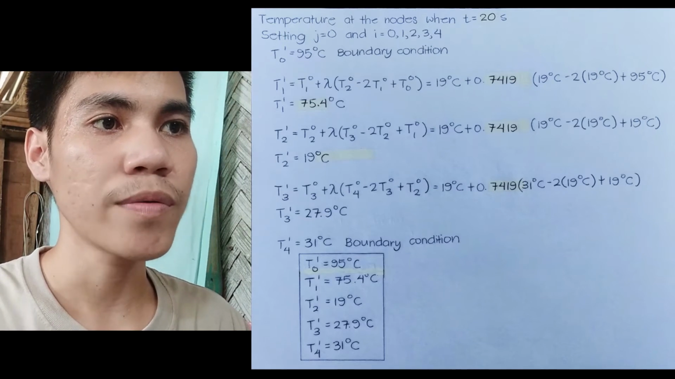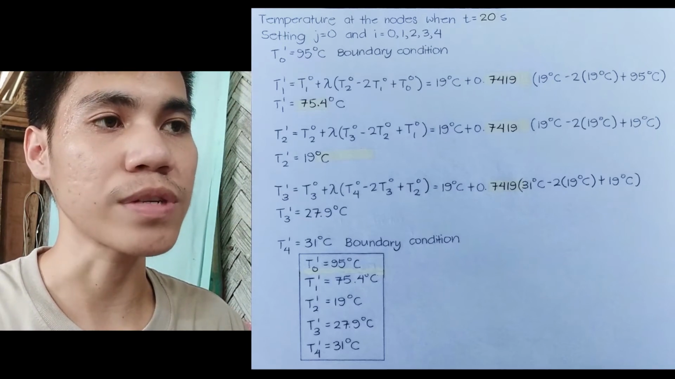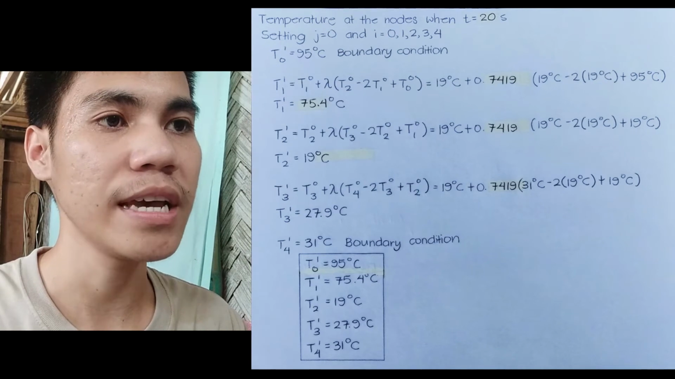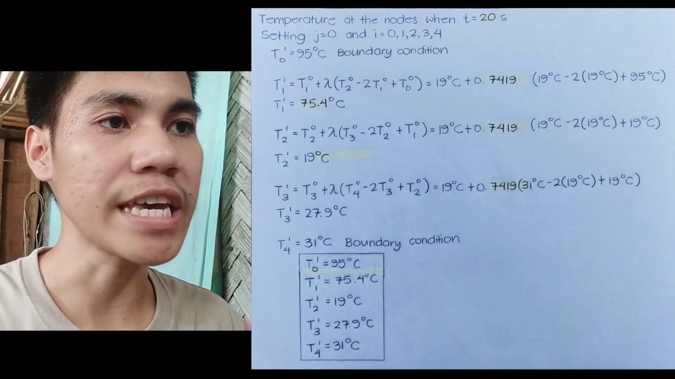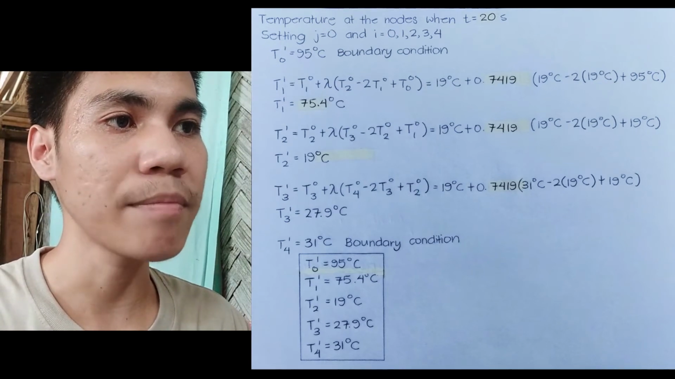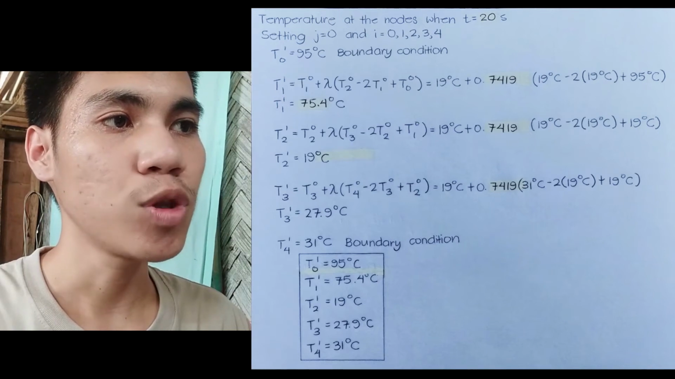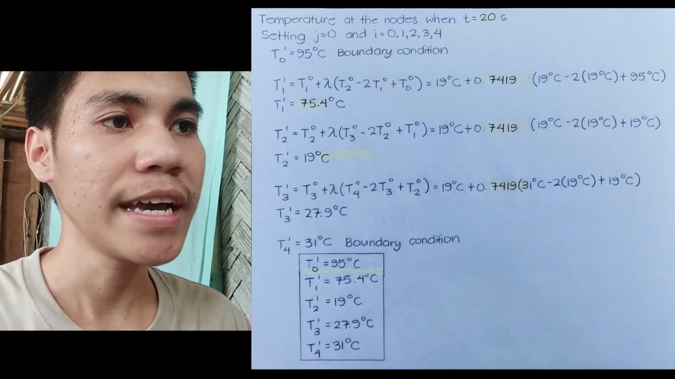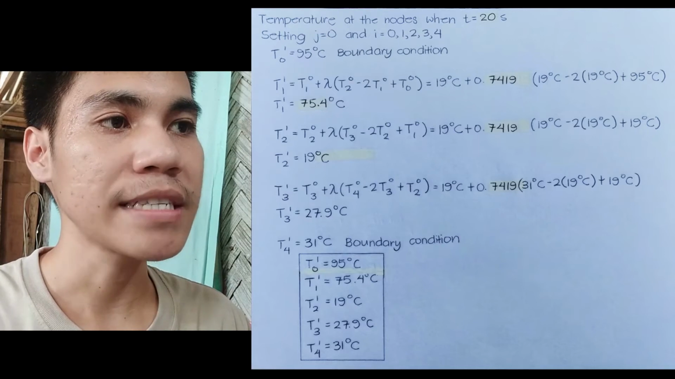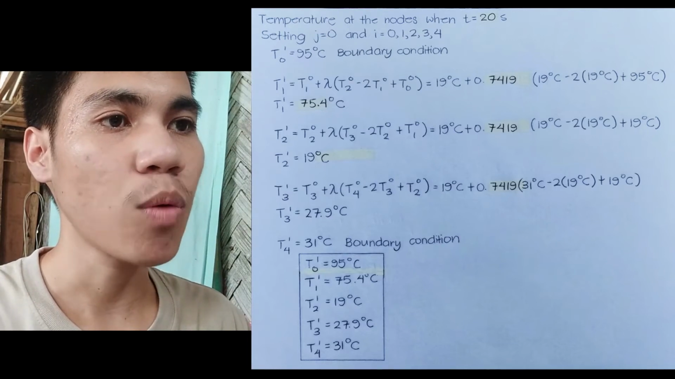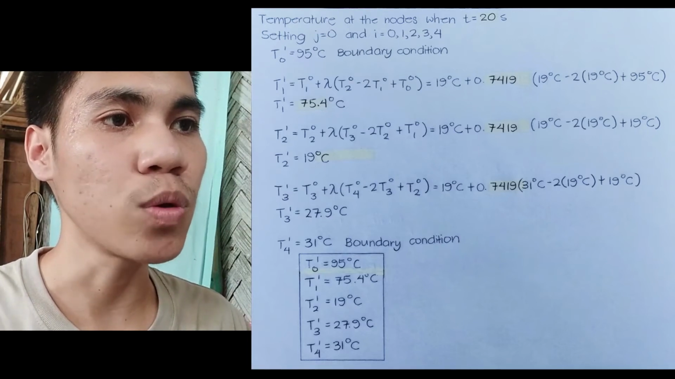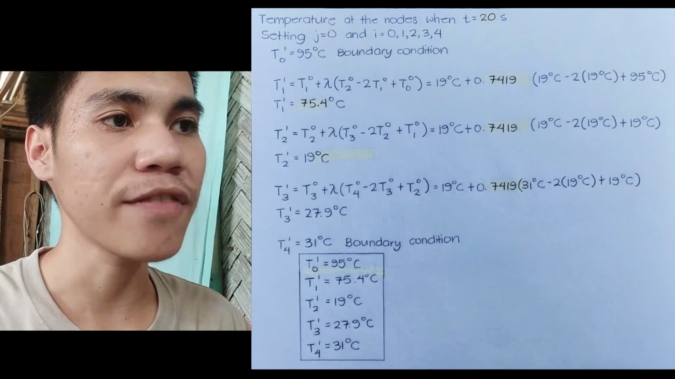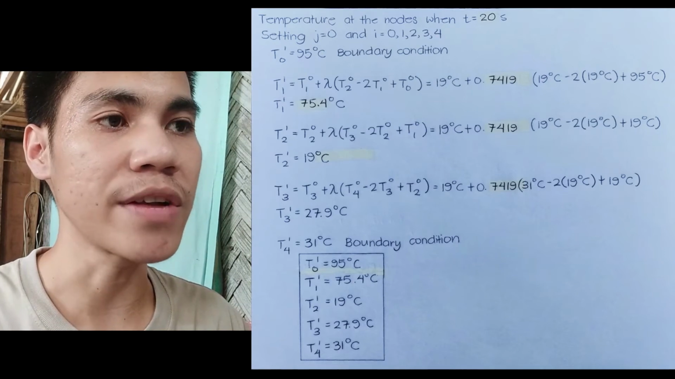T sub 0 raised to 1 is equal to 95 degrees Celsius as stated by the boundary conditions. T sub 1 raised to 1 is equal to T sub 1 raised to 0 plus lambda times the quantity T sub 2 raised to 0 minus 2 times T sub 1 raised to 0 plus T sub 0 raised to 0, which is equal to 19 degrees Celsius plus 0.7419 times the quantity 19 degrees Celsius minus 2 times 19 degrees Celsius plus 95 degrees Celsius. So, T sub 1 raised to 1 is equal to 75.4 degrees Celsius.